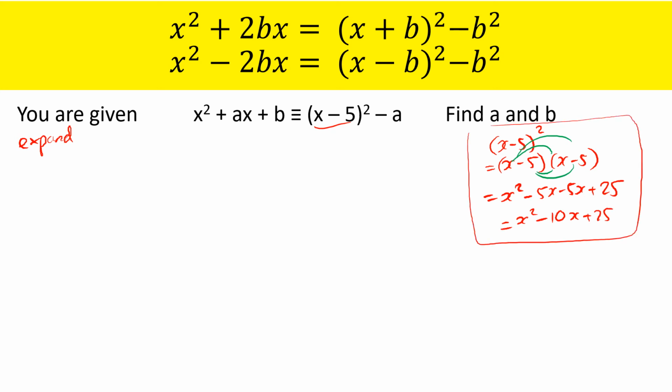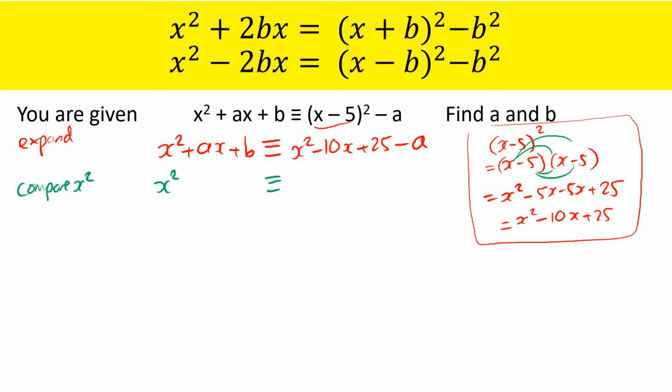So that's what we're going to use. So expanding that gives us x squared plus ax plus b triple equals x squared minus 10x plus 25 minus a. Okay, let's do the same thing we did before. We're going to compare. So we could start by comparing x squared, but as with the previous situation, that doesn't actually tell us much. X squared equals x squared. Well done. So let's compare our x's, and that would give us that ax on the left hand side is the same as minus 10x on the right hand side.